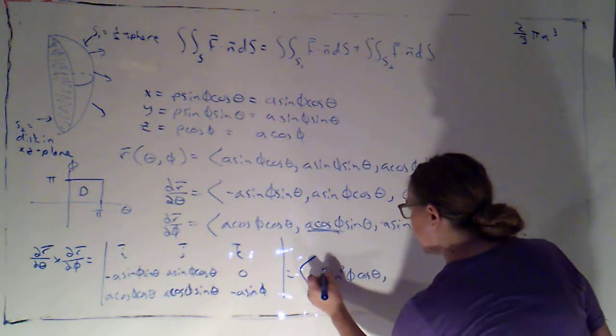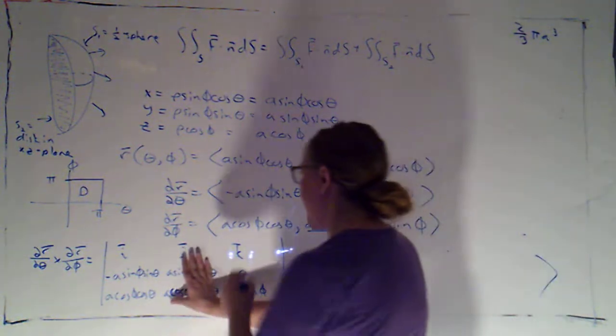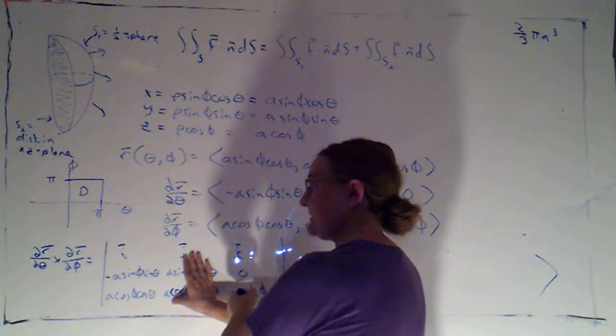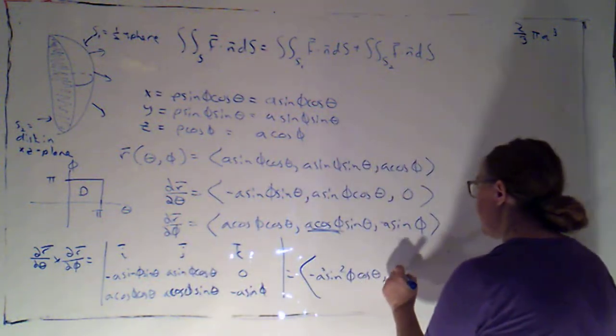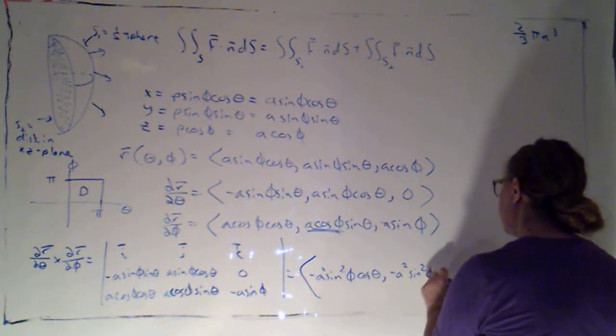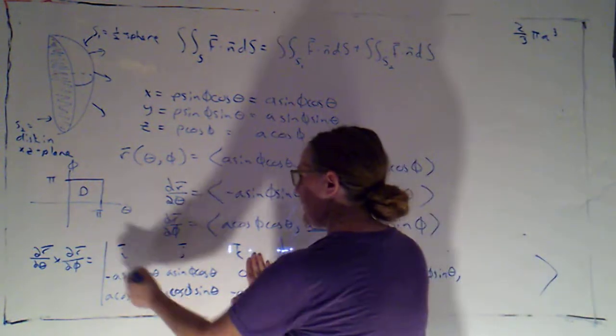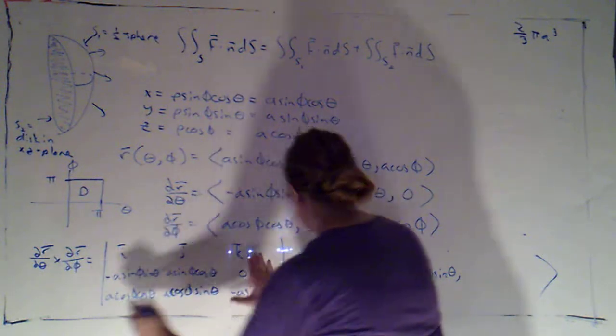For the j's, I'm going to get nothing minus this. Whoops, that's an a squared. I'm sorry, there was an a here and an a here. For the j's, I'm getting nothing minus this diagonal product, so that's going to be minus a squared sine squared phi sine theta. And for the k's, I'm getting this minus this.